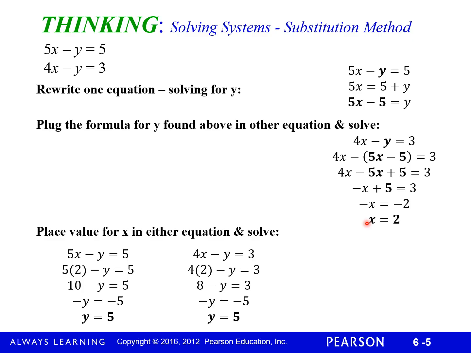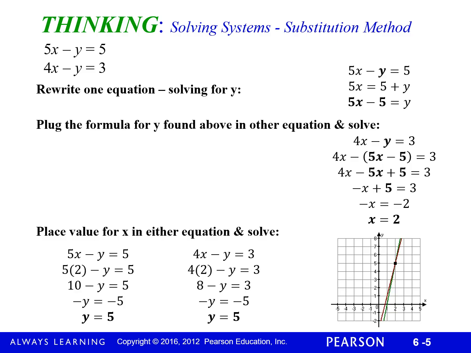Plug it into the second one, I get 4 times 2 minus y equals 3. This gives me 8 minus y equals 3. Subtract 8 from both sides, I get negative y equals negative 5. Multiplying both sides by -1, I get y equals 5. These should be the same. I just wanted to show you that you could plug it into either equation and it would work out.